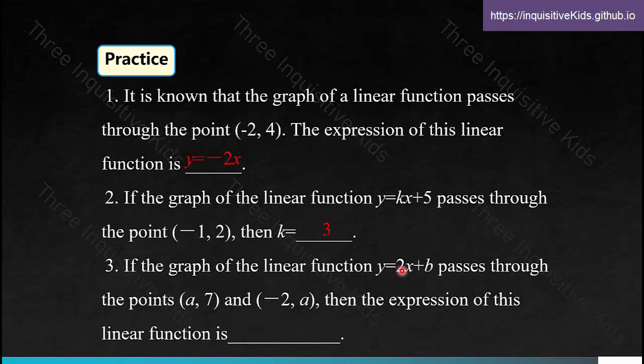If the graph of the linear function y is equal to 2x plus b passes through the points a, 7 and negative 2a, then the expression of this linear function is, again, what? Well, first you can set your unknown linear function, so that's y is equal to kx plus b, right? And then after you substitute your given values in, you have a system of equations, solve it, and then put the values of k and b back in. You have y is equal to 2x plus 5.